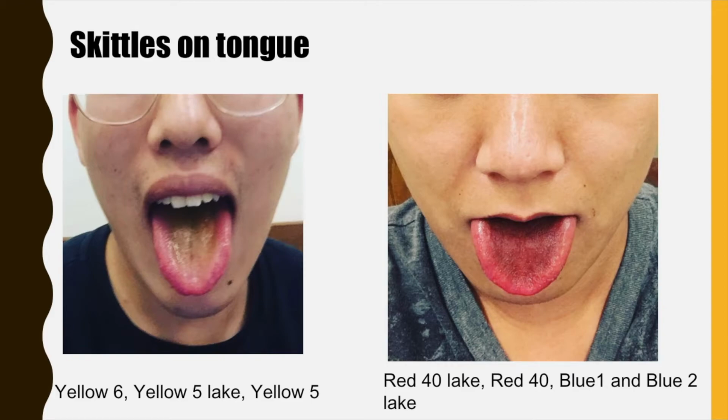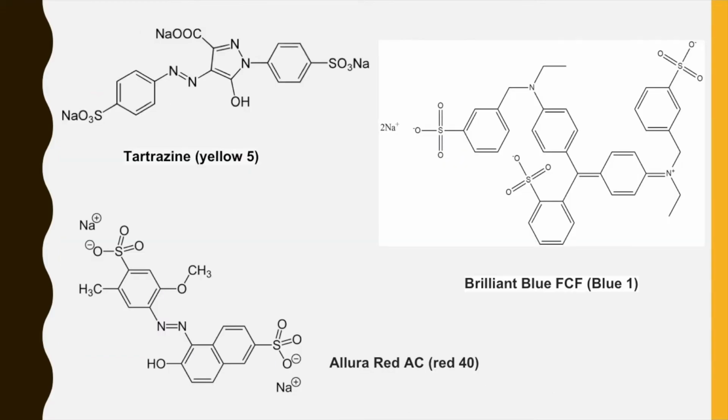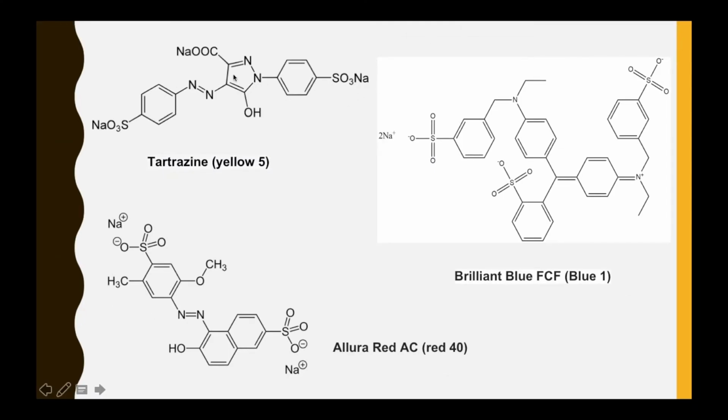Xu Heng tried several grape-flavored Skittles. The ingredients which form this purple are red 40 lake, red 40, blue 1, and blue 2 lake. Among these ingredients, we found out 3 basic dyes used as food coloring: tartrazine, brilliant blue FCF, and allura red AC. Here are the structures.